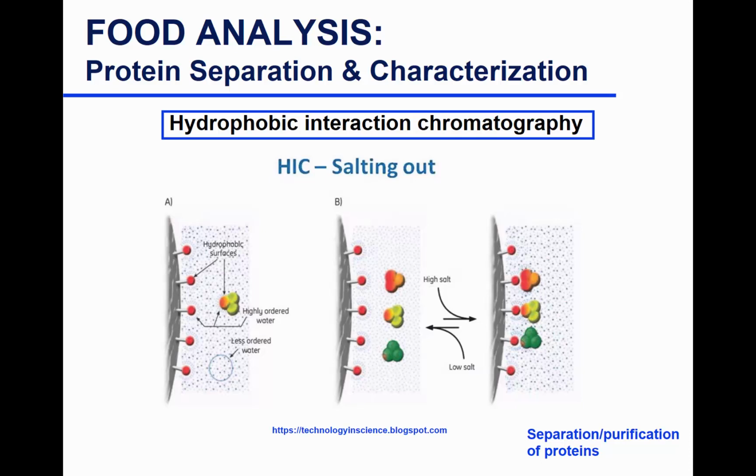They will bind to the hydrophobic column because you will shield their charges, so they will interact via hydrophobic interactions with the column. The more hydrophobic components the protein has on its surface, the more they're going to interact. And then you start gradually decreasing the salt concentration, then you will gradually separate them off of the column.